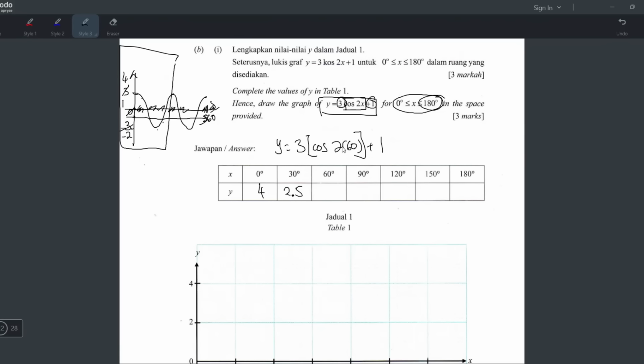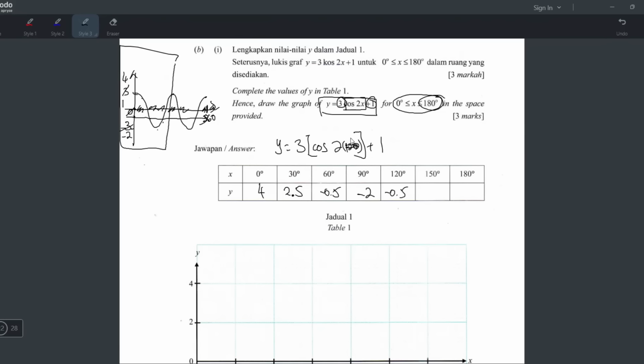Okay, now 60. 60 times 2 is 120. Cos 120, you can use your calculator to help you. Negative 0.5. And then times 3 plus 1, so you get negative 0.5. Alright, now substitute 90. So 90 times 2 is 180. Cos 180 is negative 1 times 3 is negative 3 plus 1 is negative 2. Now for 120, 120 times 2 is 240, and then just press cos 240, and then the answer times 3 plus 1. So you get negative 0.5.